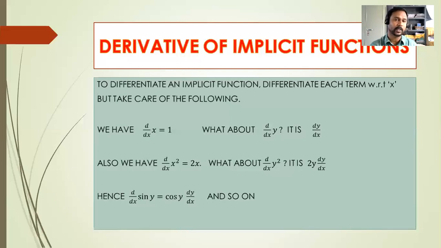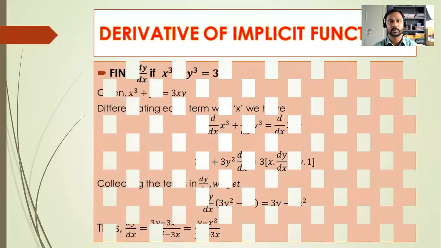See there one more thing, d by dx of sin y. Can you say what it is? We know d by dx of sin x is cos x. Therefore, d by dx of sin y is cos y into derivative of y, that means dy by dx, and so on. So you take care of this thing in differentiating what? Implicit functions. Let us go to some problems.